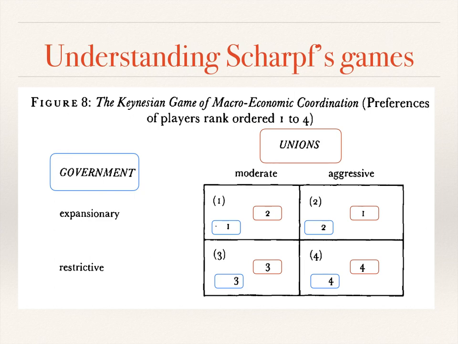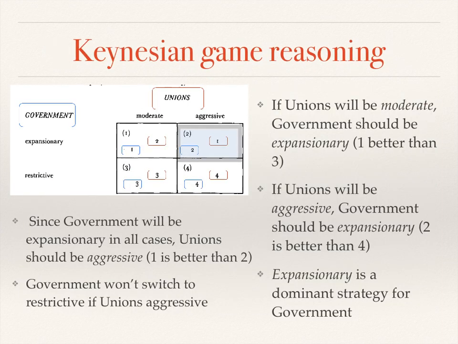So we can step through this in exactly the same way. Let's look at it from the point of view of the government. Unions are going to do one of two things. They're going to be moderate or they're going to be aggressive. All right, suppose they're moderate. What does the government choose? Well, it's choosing between its first preference, expansion with moderate wage demands, and its third preference, restrictive with moderate wage demands. It's definitely going to choose to be expansionary. That's its first choice. The first choice is preferred to its third choice. What if the unions are aggressive? Well, then it's choosing between its second choice and its fourth choice.